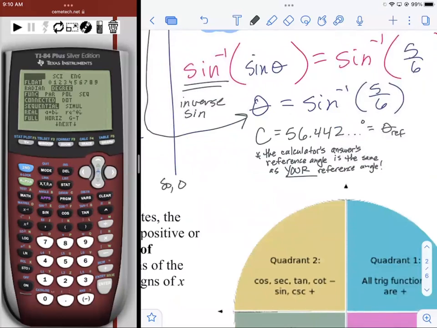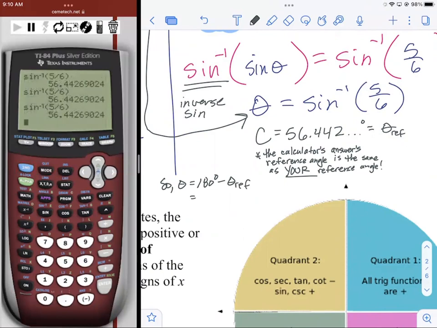So theta for us, based on the diagram, is 180 minus the reference angle. And so if I go back to my home screen, it's on the previous line right there. So I can just hit 180 minus second negative, which recalls the answer in all of its decimals. And I get 123.557 degrees. Now I'm going to store this. Let's store this as X. If you store it as X, call it X on your paper.